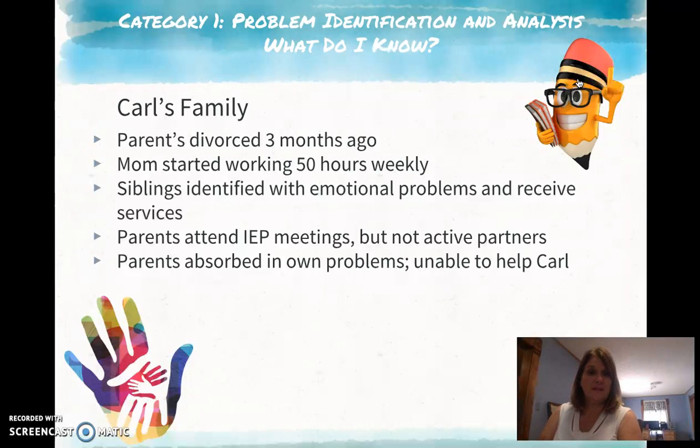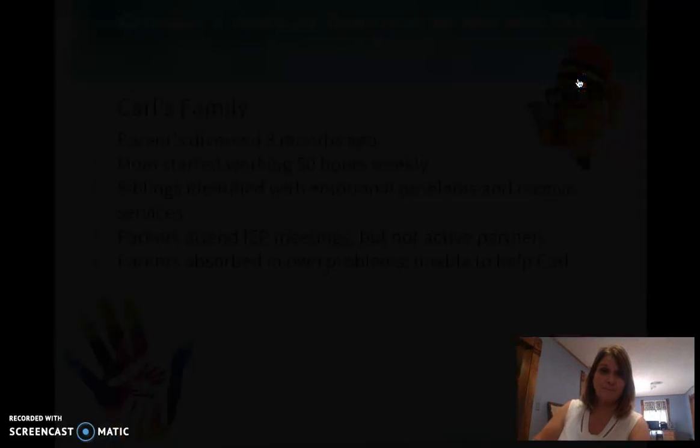We also know that the siblings are also identified with emotional problems, and that they are receiving services. I know that the parents attend the IEP meetings, but they're not active partners. Mom just says whatever you want to do in former meetings, and Dad says let me sign, get me out of here. The parents are absorbed in their own problems, as shown where Mom was yelling at Dad, not even seeming to realize other people were in the room. And they are unable to help Carl because they're not even able to handle their own situation.